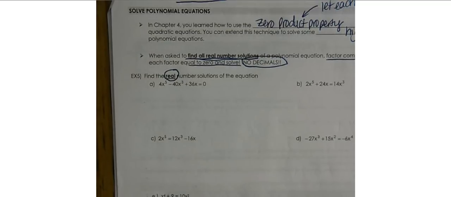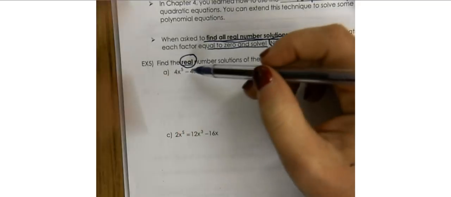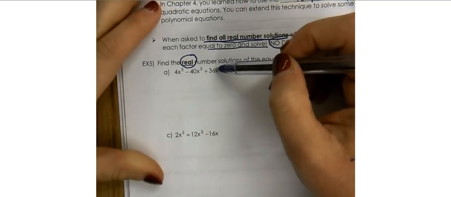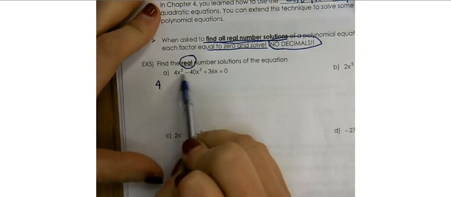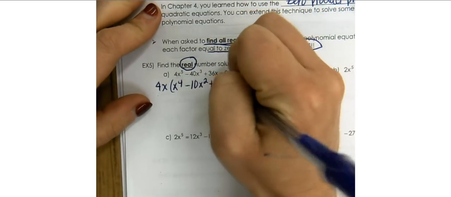So looking at letter A, we have 4x to the 5th power minus 40x cubed plus 36x. All right, let's start off by identifying a greatest common factor and simplifying this problem as much as we can. So 4 is a factor of both 40 and 36. So I'm going to factor out a 4. And all of these terms have in common at least one x, so I'm going to factor out an x as well. My leftovers is x to the 4th minus 10x squared plus 36 divided by 4 is 9. And this is going to be equal to 0.